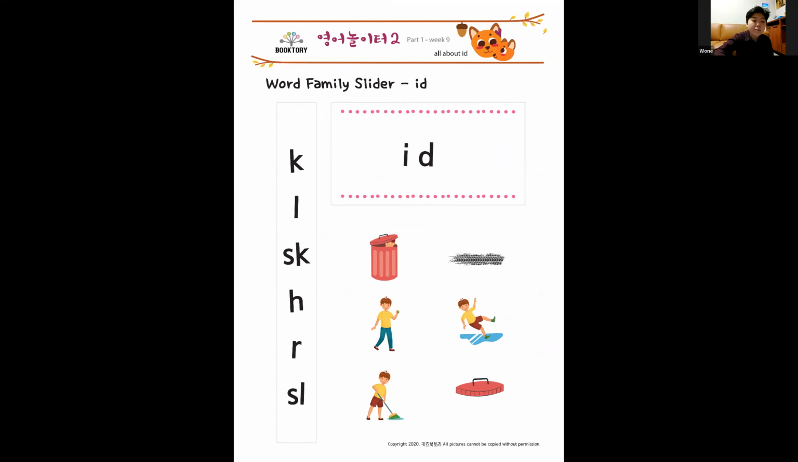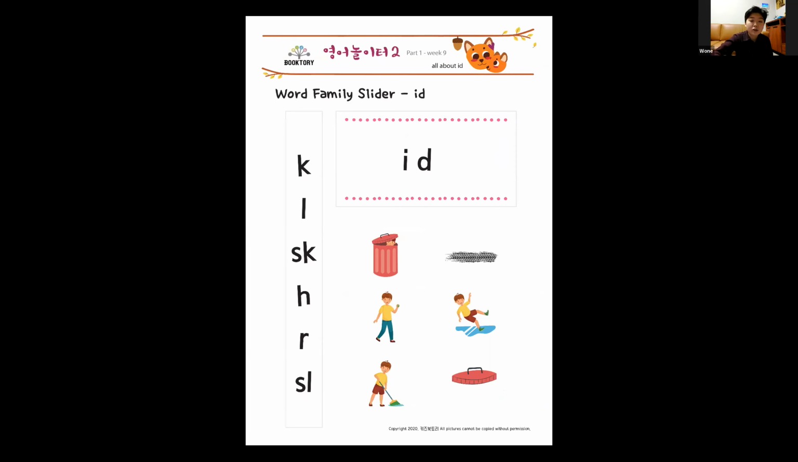Go ahead and make your word family slider. What you're going to do is cut right here, cut this whole thing out, and practice your words by sliding the letters with its word family. So go ahead and do that.